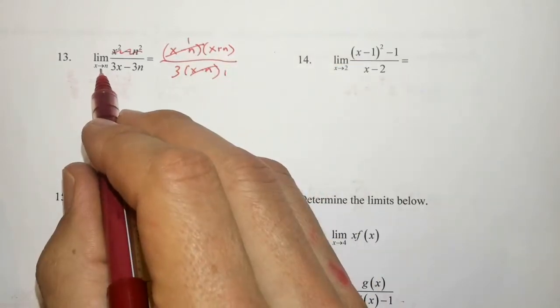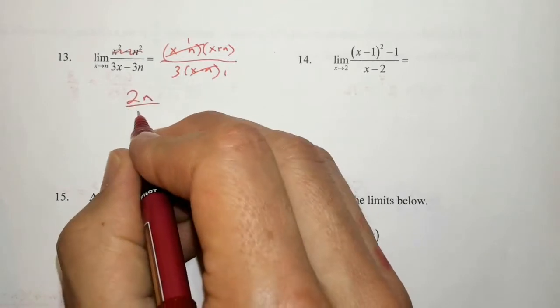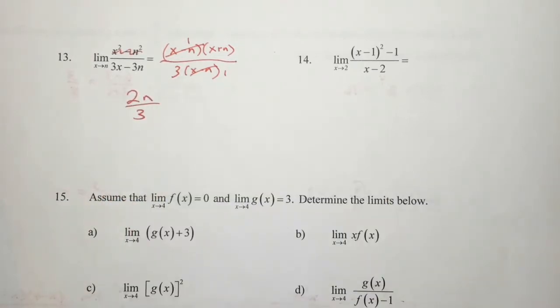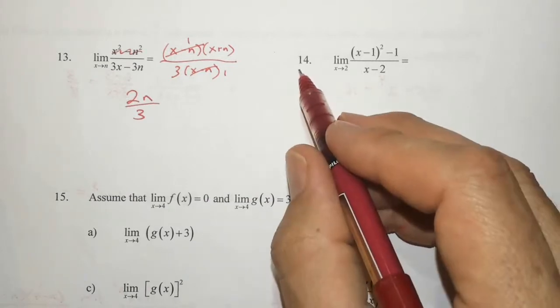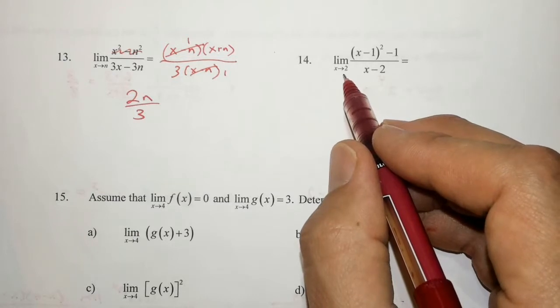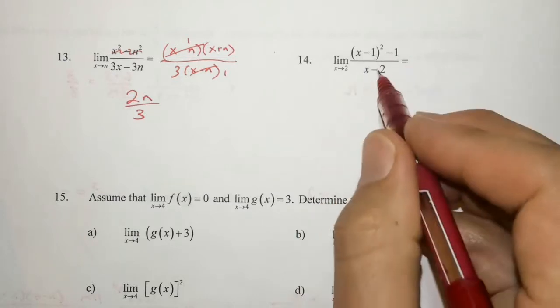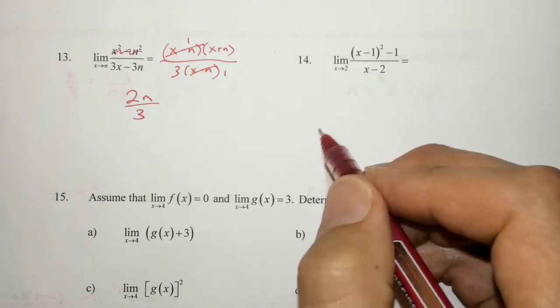Now when I replace x with n, I have n plus n, or 2n in the numerator. The denominator only has a 3. That's my final answer. And finally, last but not least with these problems, number 14, if we replace x with 2, we get 1 minus 1, or 0 in the numerator. We get 0 in the denominator. So we have to factor this again.